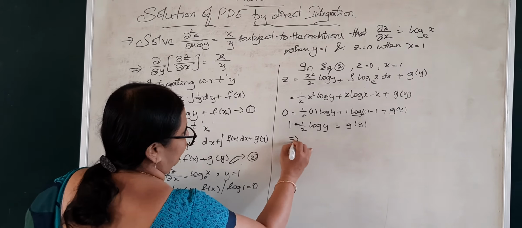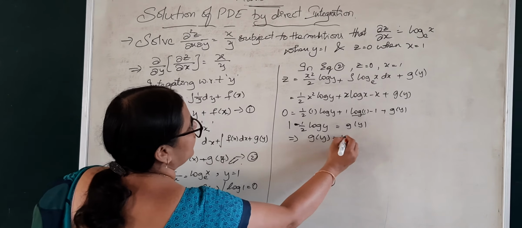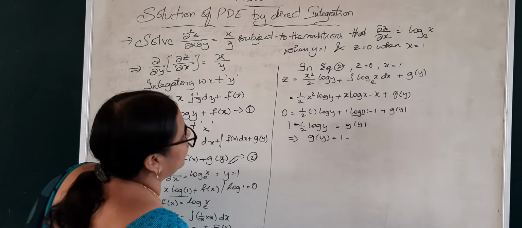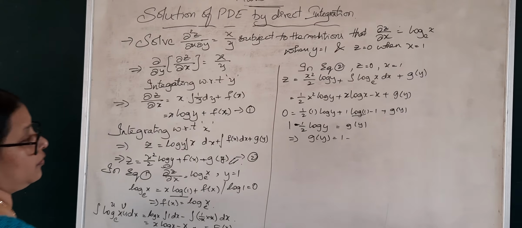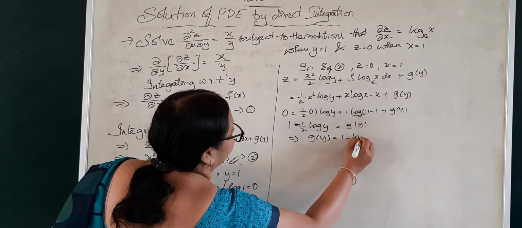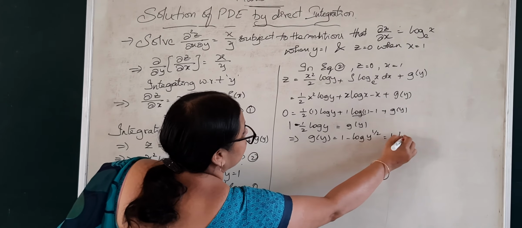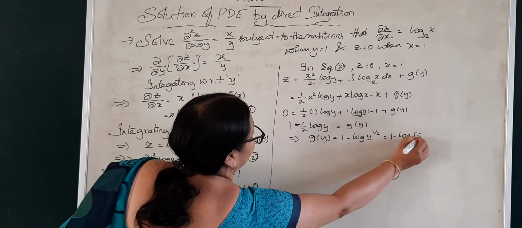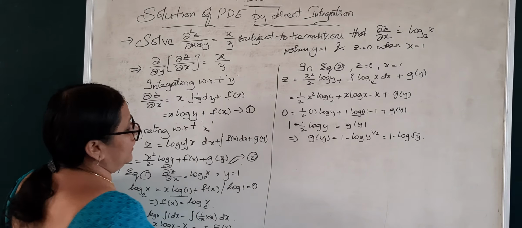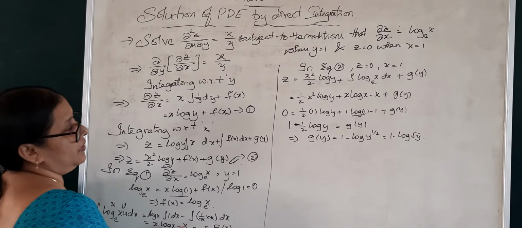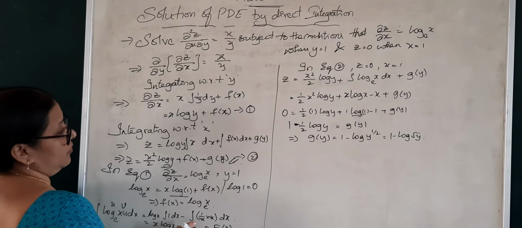Okay, this can be further split actually. 1 as it is minus, 1 by 2 can be written as log y raised to 1 by 2, which can be log root y. So 1 minus log root y. Okay, so this is what we got from the second condition also. Already we know the first one, the integration constants, and the first one also we know.